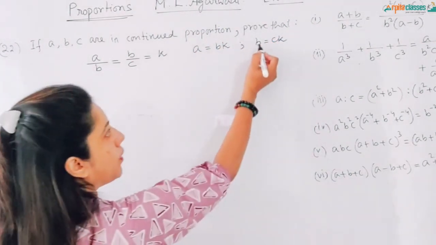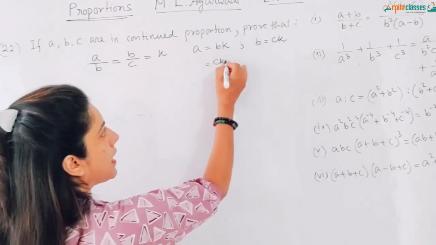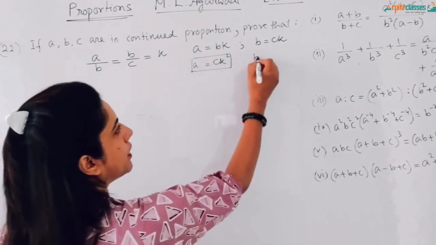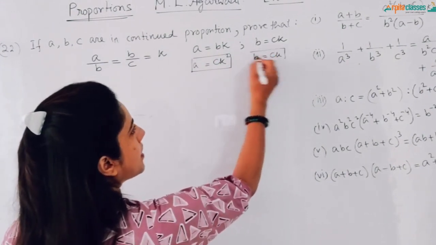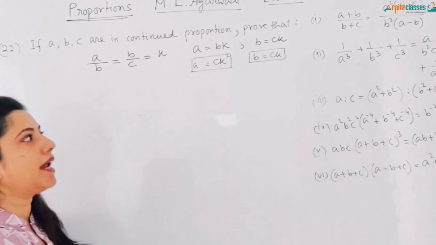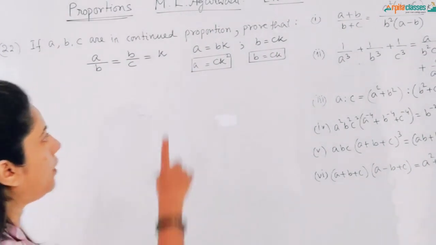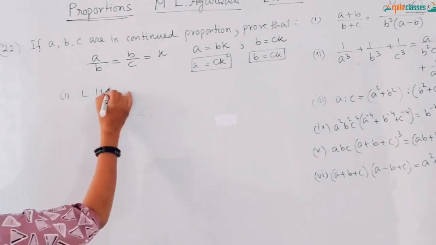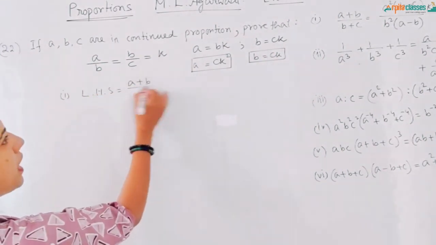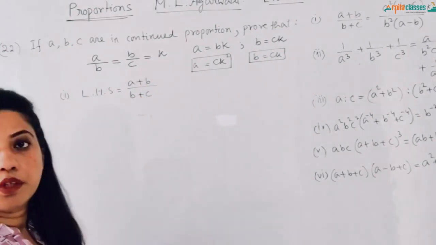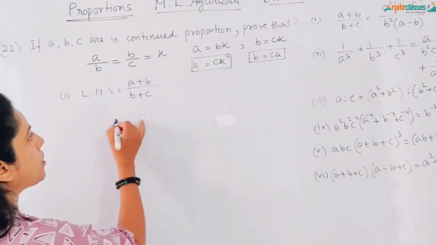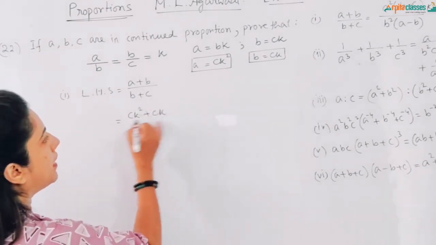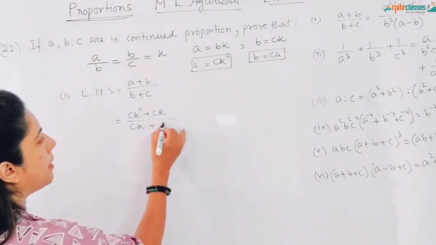So once we put the value of B over here, we'll be getting CK square. Till this we have already done, in the previous questions also we got this. So B is equal to CK and A is equal to CK square. Now, the first part, the left hand side, we have (A plus B) upon (B plus C). So we are going to substitute the values. In place of A we write CK square plus B is CK, divided by CK plus C.